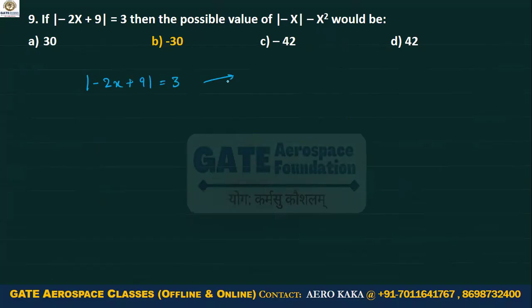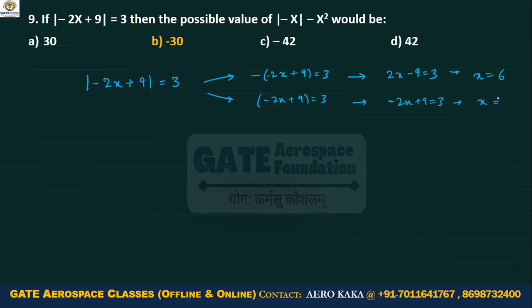Okay. So I have been given an equation already, that is mod of minus 2x plus 9 equals 3. This can have two cases, that is minus of minus 2x plus 9 equals 3, or minus 2x plus 9 equals 3, which on solving gives 2x minus 9 equals 3 or minus 2x plus 9 equals 3. This gives you a value of 6, and this gives you a value of, oh sorry, 3.